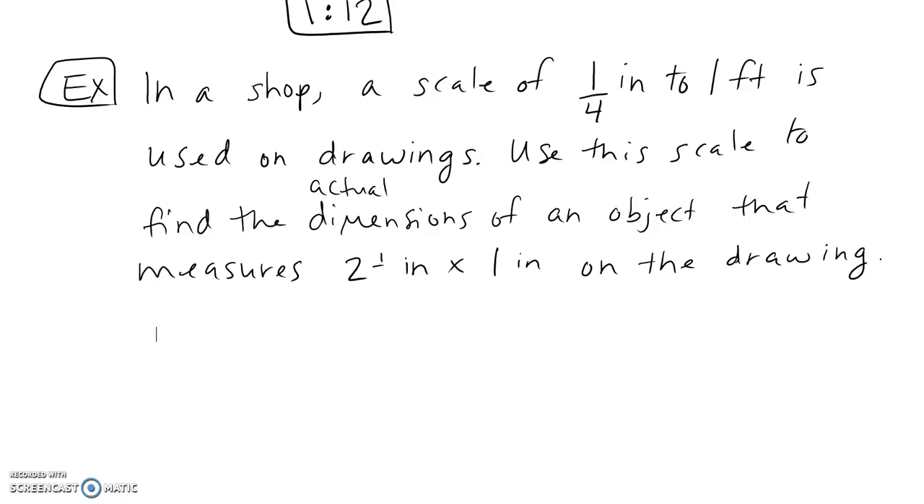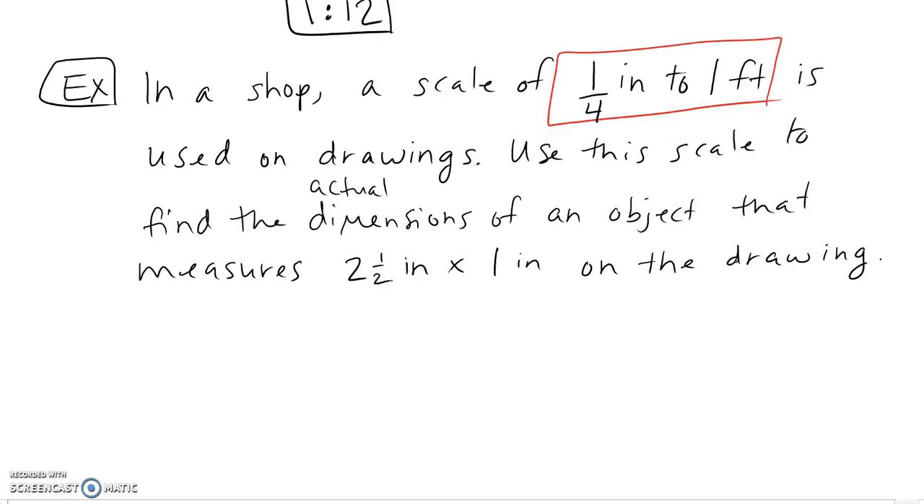Now you might want to pause to get this written out. I wrote out this example while not recording to save a little time. So in a shop, a scale of 1/4 to 1 foot, so there's my ratio, my scale, is used on drawings. Use this scale to find the actual dimensions of an object that measures 2.5 inches by 1 inch on the drawing. One of the things that confuses people is that this is actually two separate problems. You have to figure out how far 2.5 inches is on the drawing and 1 inch separately.